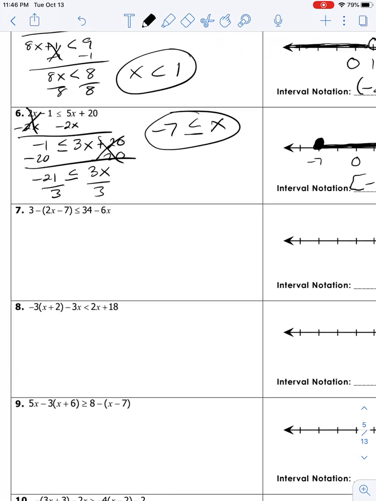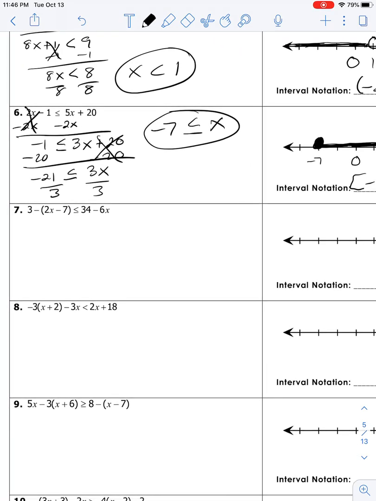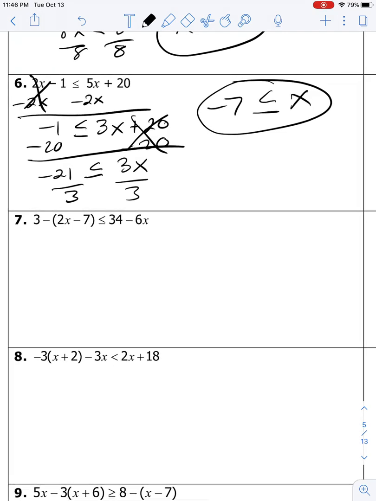All right, number 7. Okay, on this one right here, we've got a negative sign. Now, what is technically in front of that negative sign? Yep, you guessed it. It's technically a -1. So we're going to go ahead and drop the 3 down, and we're going to distribute the -1. -1 times 2x is -2x. -1 times -7 is +7. Drop that down. Drop down the 34.